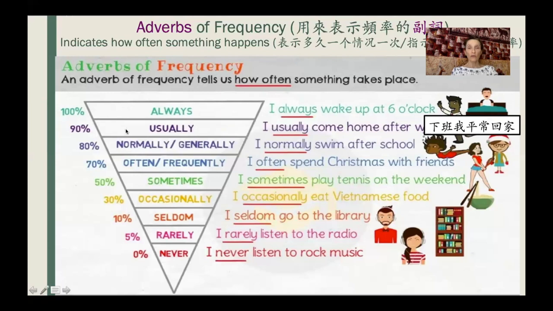Okay, let's get on to normally or generally. Normally or generally is not always, it's not 100%, it's not all the time. It's not usually, but it's still pretty often. So normally I swim after school. The Chinese words are similar, and these numbers are not really perfect. These are just ideas. So 平常 and 通常 are often used and translated to mean normally or generally. So I normally swim after school, and that sentence in Chinese would be this.